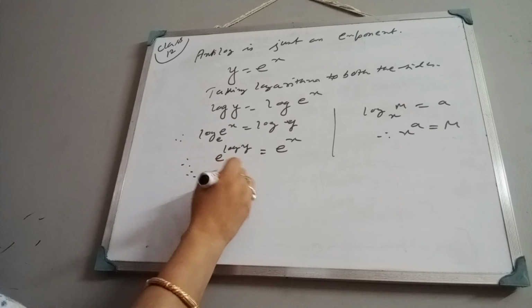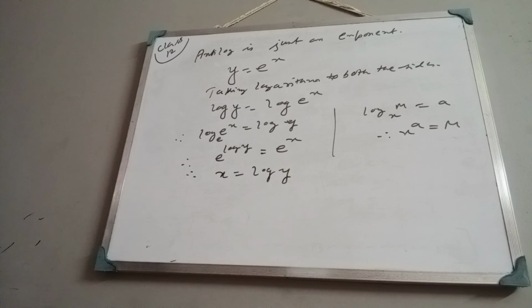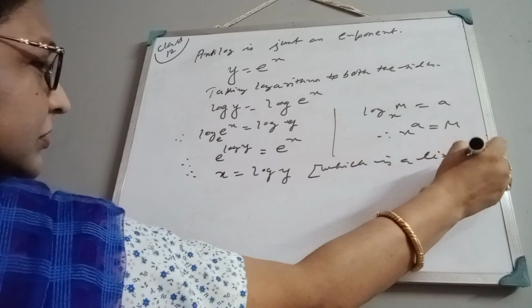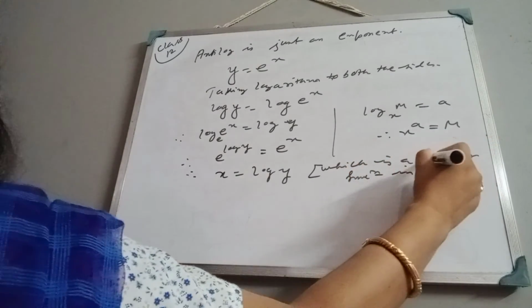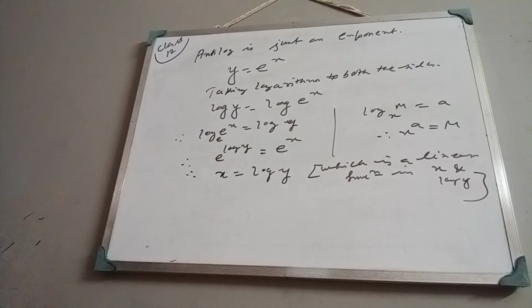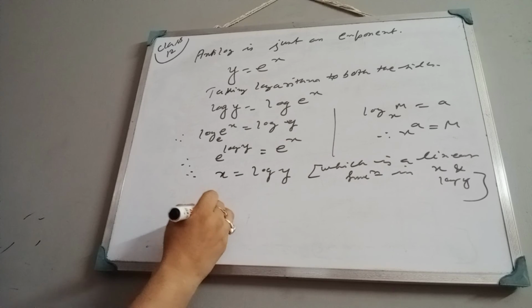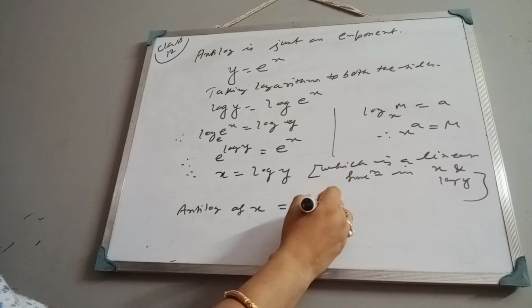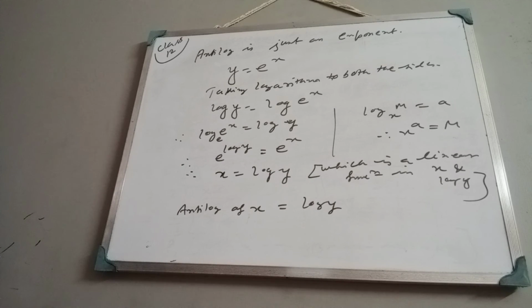From this now we can write x is equal to log y, which represents a linear function in x and log y. Okay, that was our target. Now taking antilogarithm of x, what we will write? We can write antilog of x equals log y. Antilog of x is equal to log y. What do we get? We get the original equation.